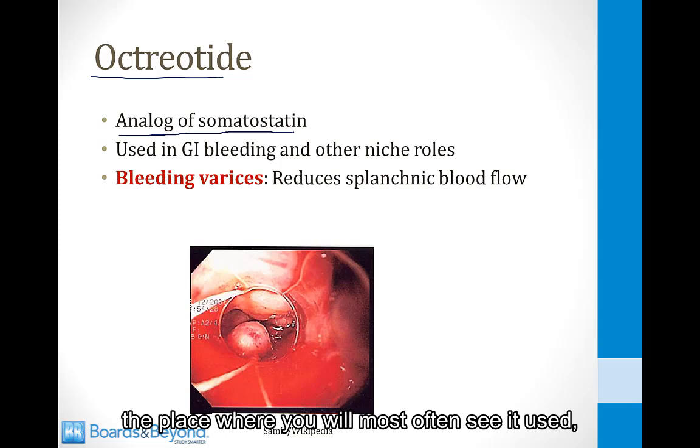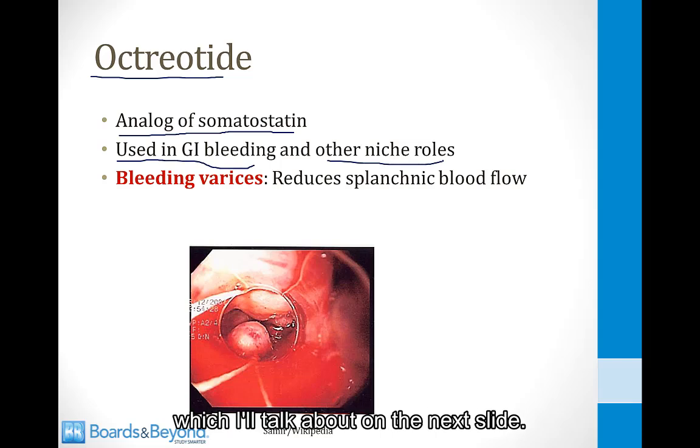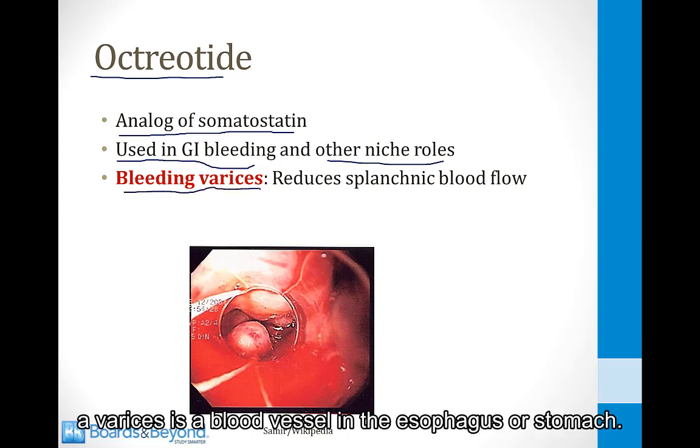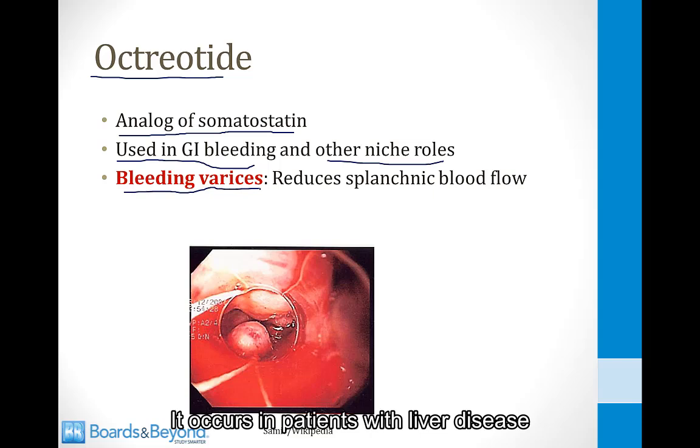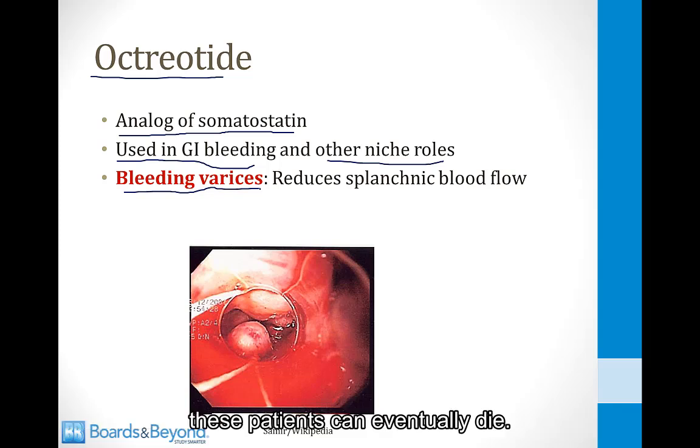The place where you will most often see it used is in upper gastrointestinal bleeding, although it has other niche roles, which I'll talk about on the next slide. When patients have bleeding varices, which is a blood vessel in their esophagus or stomach. It occurs in patients with liver disease and portal hypertension.